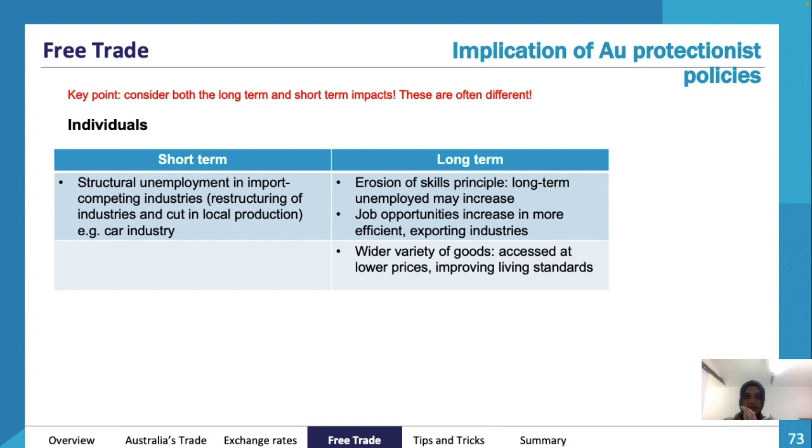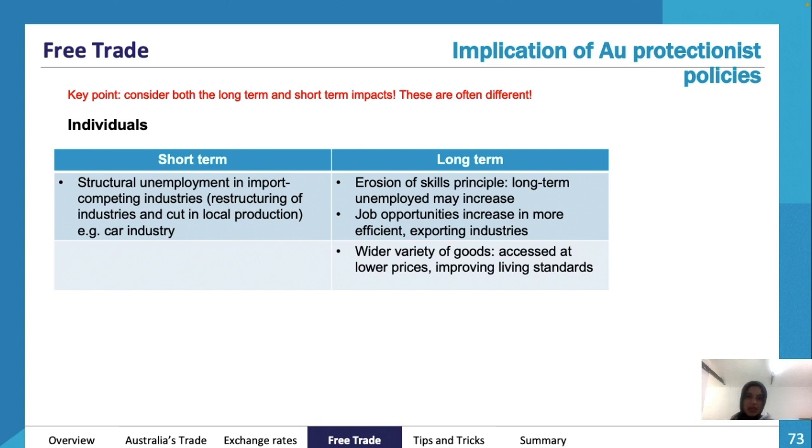There will be structural unemployment. So we need to restructure the industries, and we need to cut local production. For example, we went through that with the car industry, because now the car industry is very much not prominent in Australia. We don't really have a car industry in Australia as much anymore.